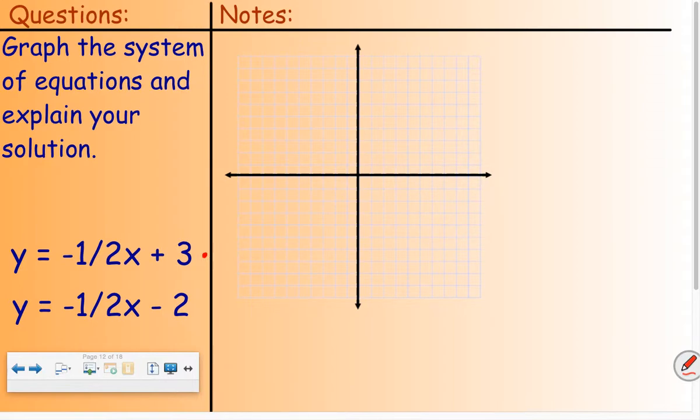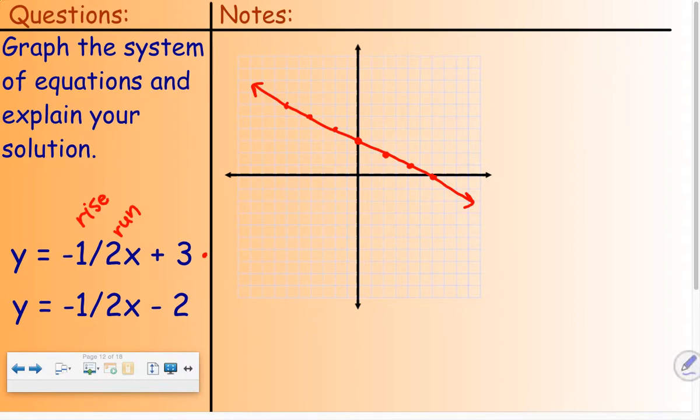So I'm going to put my first dot at 3 on the y-axis because that is my y-intercept. And then my slope is negative 1/2. So I'm going to rise negative 1, run 2. So down 1 over 2, down 1 over 2, and I'm going to make quite a few dots. We really want to extend our lines when dealing with systems.